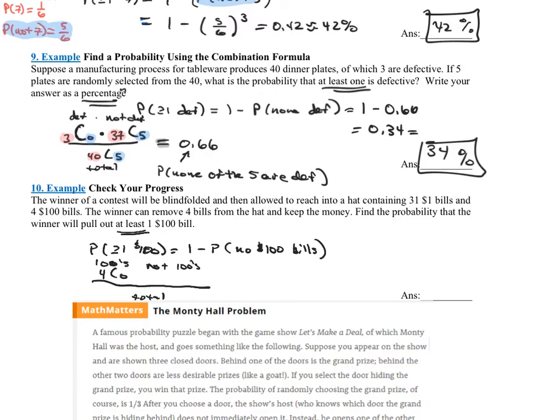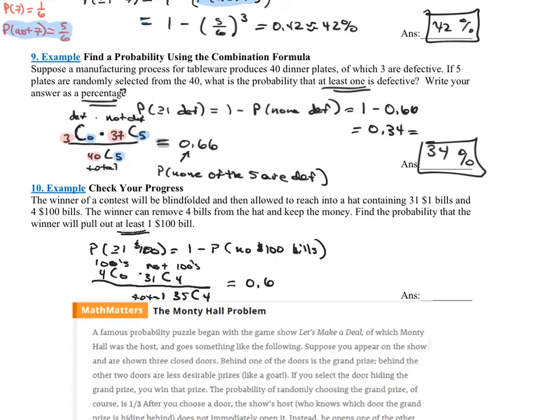So I want to pick 0 of the $100 bills times how many of them are not 100? Well, there were 31 that were not $100 bills. Of those, I want to pick all 4 of them. And the total, there was a total of 35 bills, and we're picking 4 of them. So this is going to give me my probability that none of them are $100 bills. When I put that in my calculator and I round, I'm ending up with 0.6 on that one.